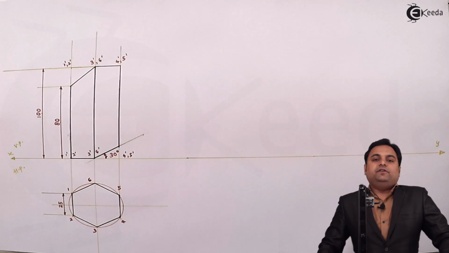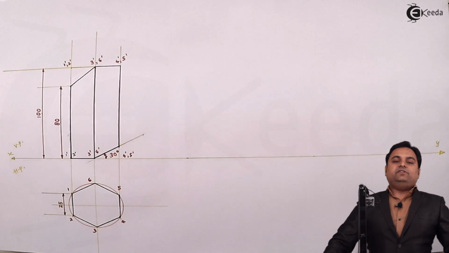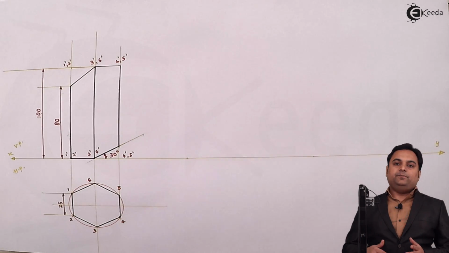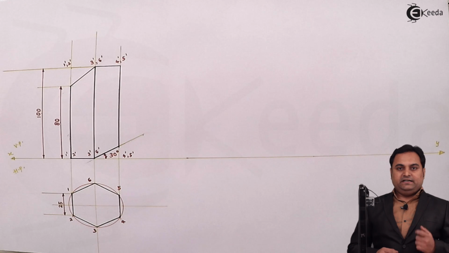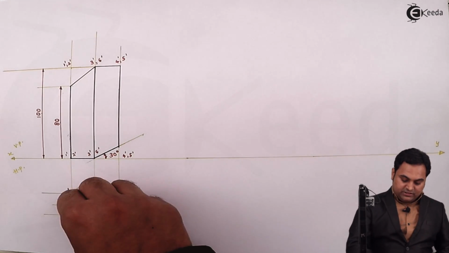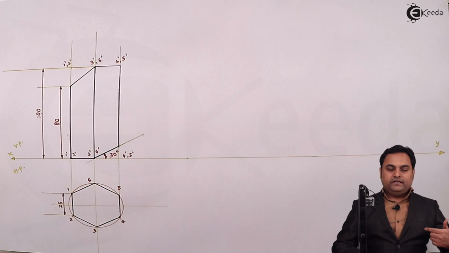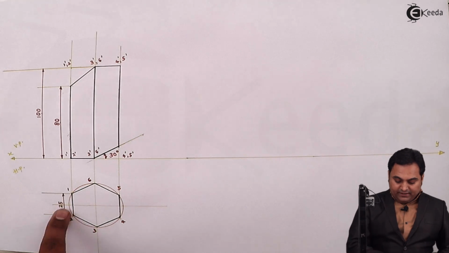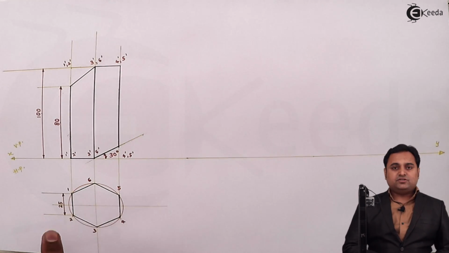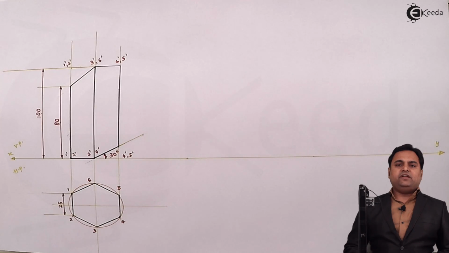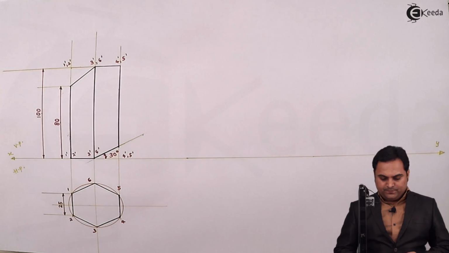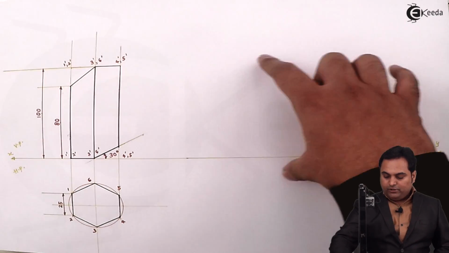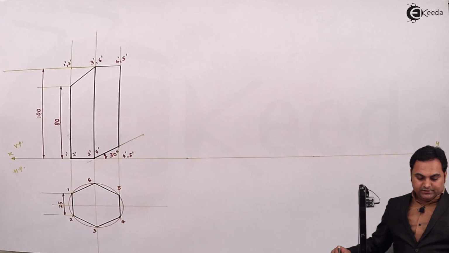now we have to draw the development of this hexagonal prism. For that we have to open this hexagonal prism in such a way that if I start opening it from this edge 1 to 2, that is onto the left hand side, it is having 6 edges, so there will be 6 rectangular faces in this hexagonal prism. So that faces need to be plotted on this side. So I'll start with it.